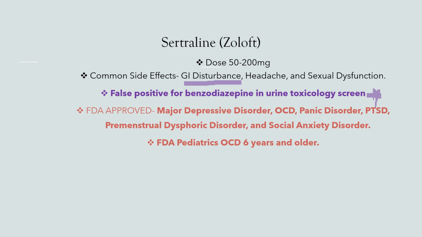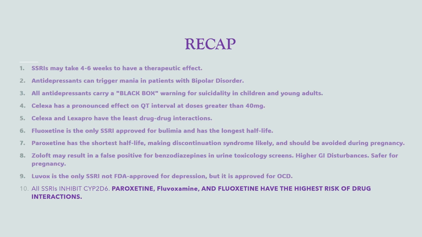FDA approved for major depressive disorder, OCD, panic disorder, PTSD, premenstrual dysphoric disorder, and social anxiety disorder. FDA approval in pediatrics is OCD 6 years and older. We have reached the end, so let's just do a recap.